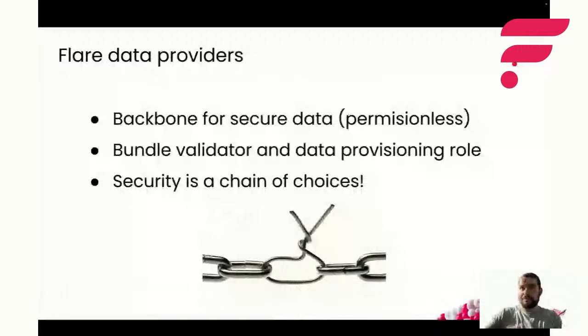Well, the backbone of this are Flare data providers. Data providers are entities that are bundled together with a validator. The validator, this is the thing you've probably heard of on other blockchains, is the entity that is proposing, building, and validating blocks. And on Flare, this works the same, but we also include another responsibility, which is providing secure data on chain. And we bundle this with the validator and require a stake on top of it.